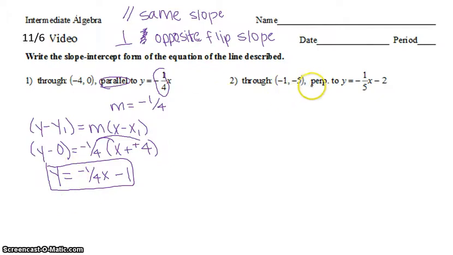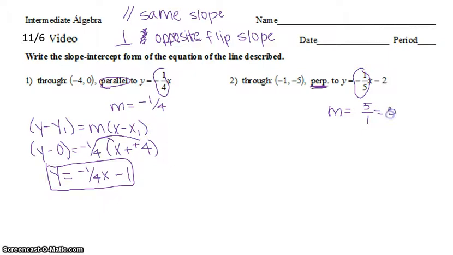On the second problem, we're looking for lines that are perpendicular. So when I look at this slope of negative 1/4, to make it a slope that is perpendicular, I'm going to flip it. I'm going to flip it so that it's 5/1. This one is negative, so this one is positive. So it's the opposite sign.